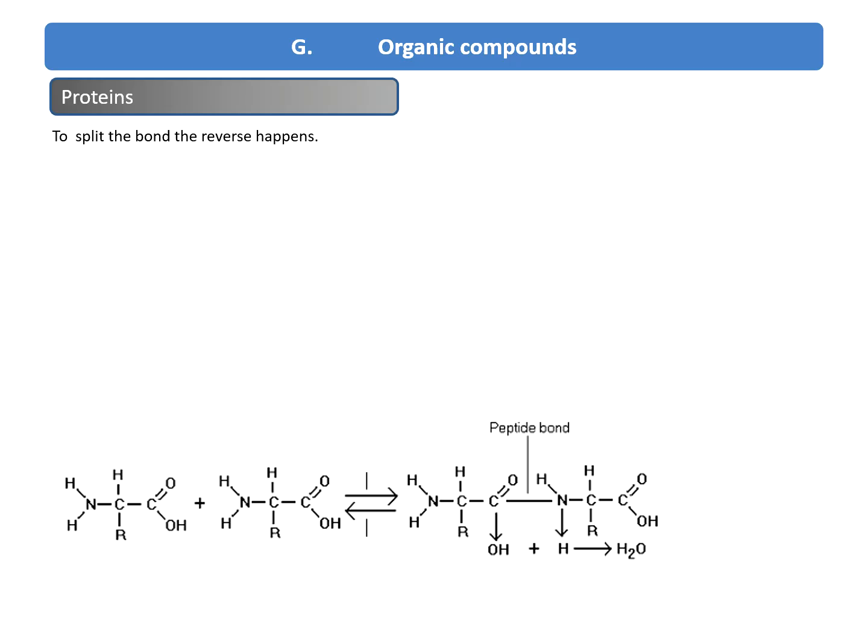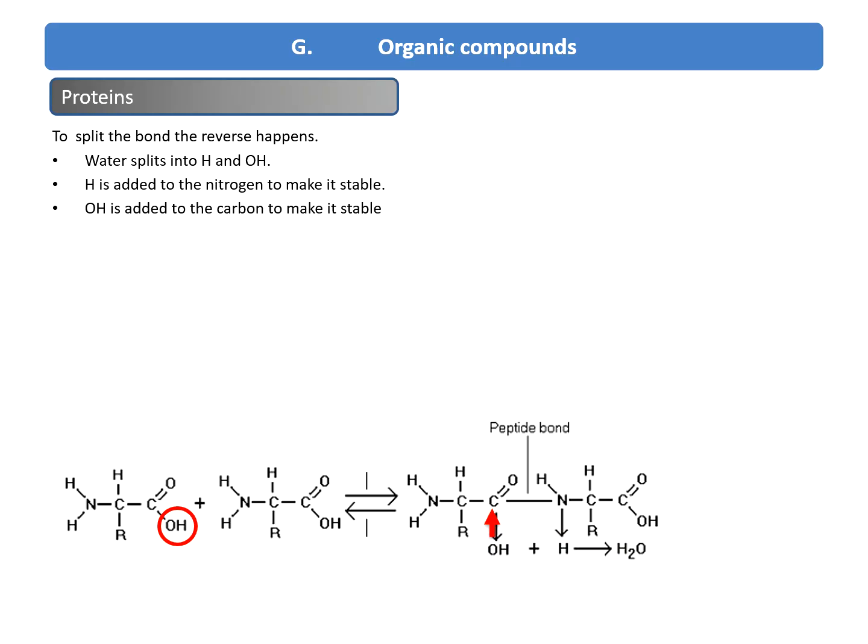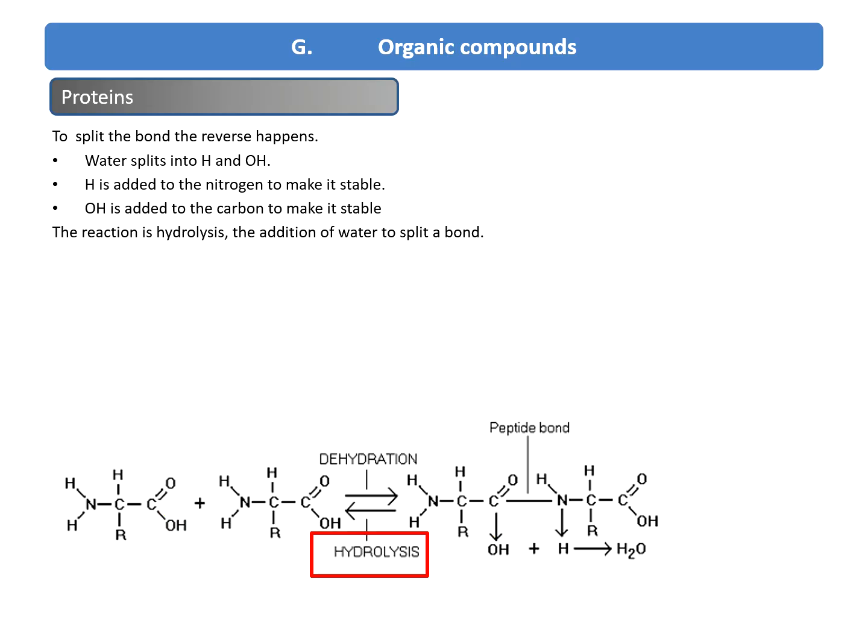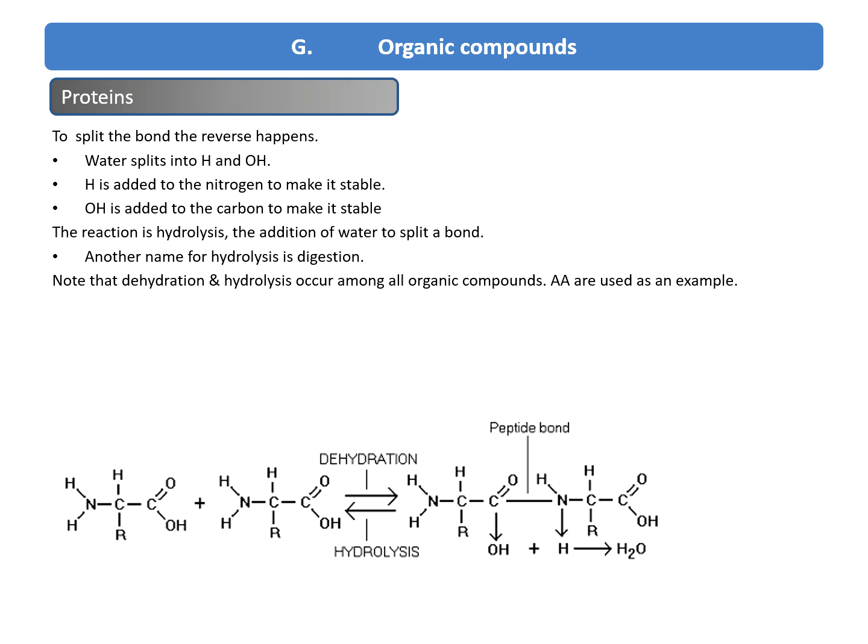To split the bond, the reverse happens. Water splits into hydrogen and OH. The hydrogen is added to the nitrogen to make it stable. The OH is added to the carbon to make it stable. The reaction is hydrolysis, that is, the addition of water to split a bond. Another name for hydrolysis is digestion. Now, notice that dehydration and hydrolysis occur among all organic compounds. I'm just using the amino acids as an example.